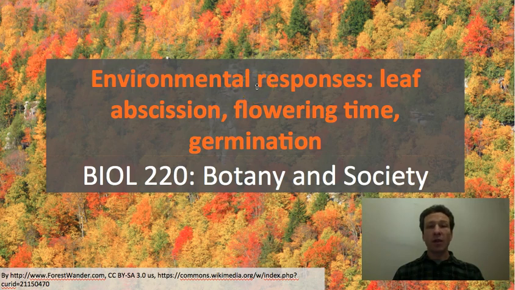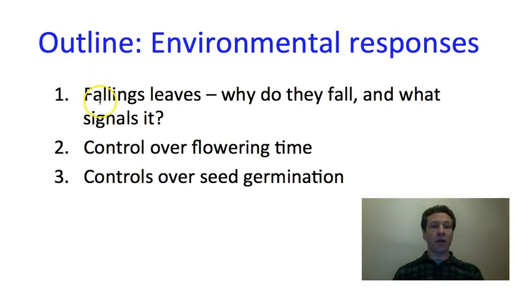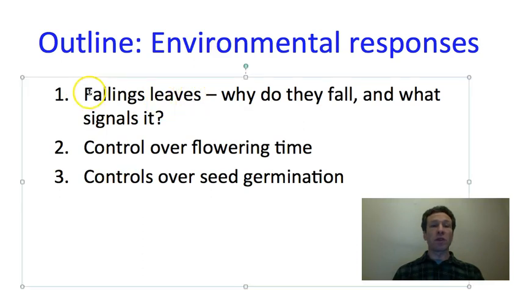We'll also talk about two other environmental responses. And this is flowering time, or environmental factors that control flowering time, as well as environmental factors that control seed germination. And so our outline is simply those three topics: what controls when leaves fall, what controls flowering time, and what controls seed germination.